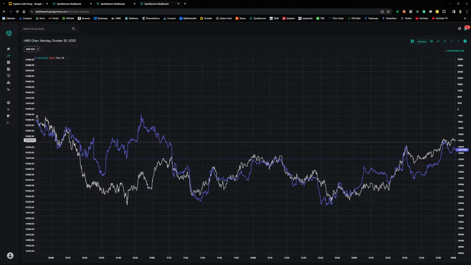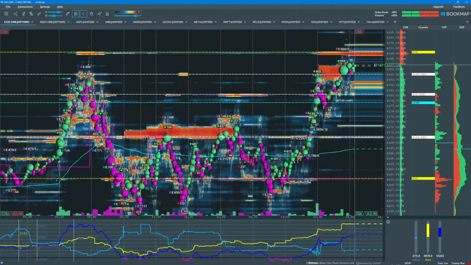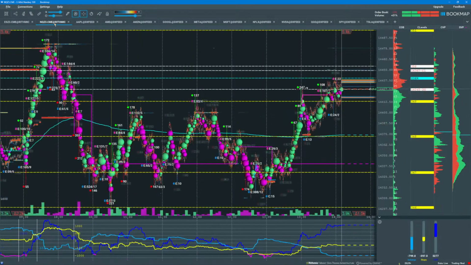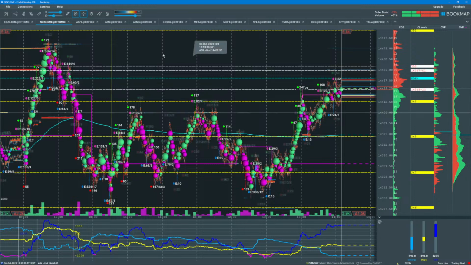All right, let's go take a look at Bookmap. Go to Nasdaq. So here's the reversal lower in Nasdaq. Let's zoom in on this.